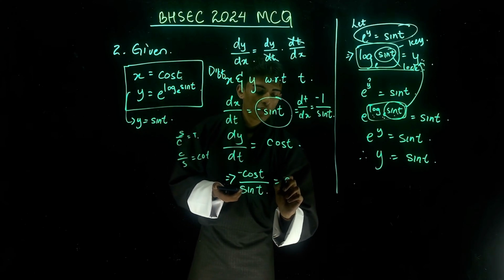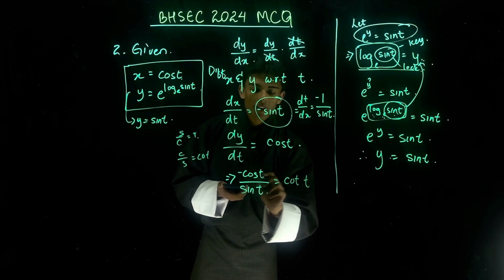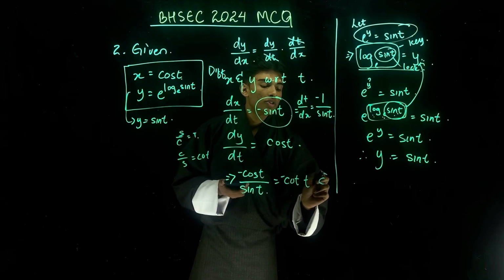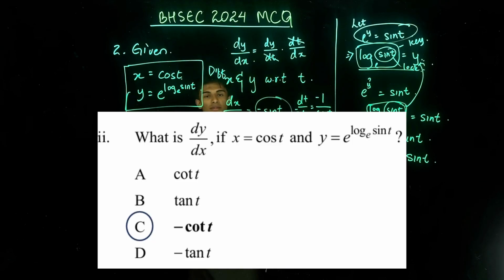So we have cot t, and we have this negative sign here, we'll put it back here. So our answer is the option C in the question.